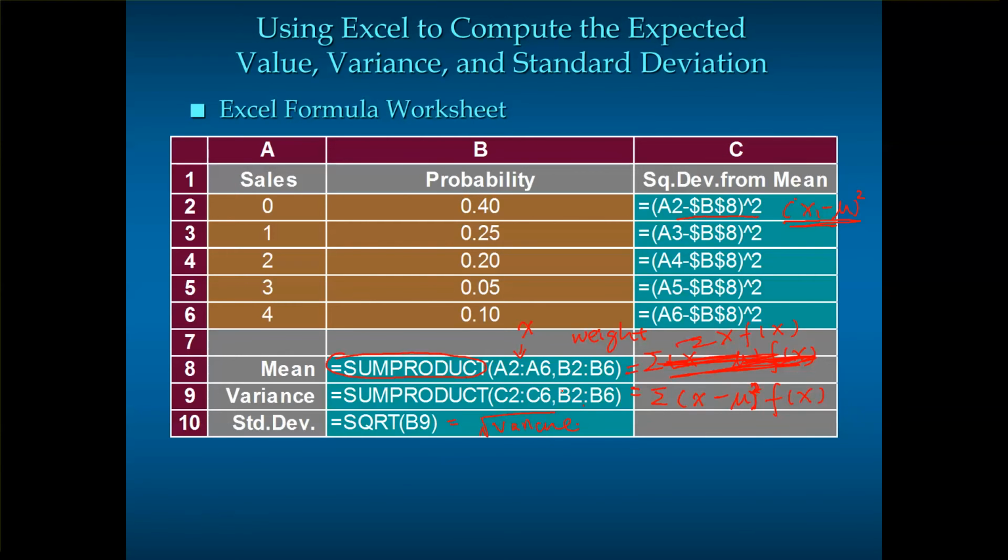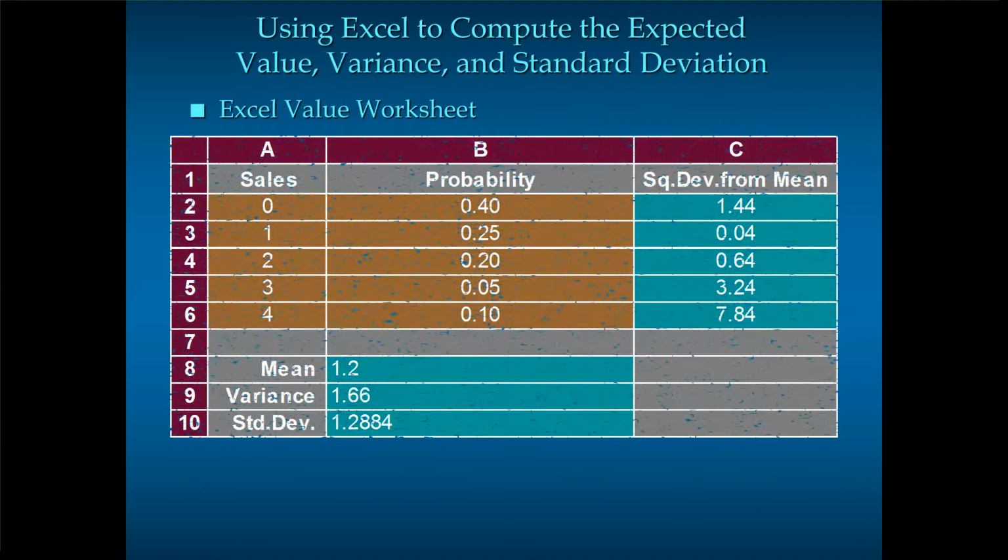Using Excel helps us get the answer very quickly. Now we got exactly the same answer: the mean equals 1.2, the variance equals 1.66, and the standard deviation equals 1.2884.